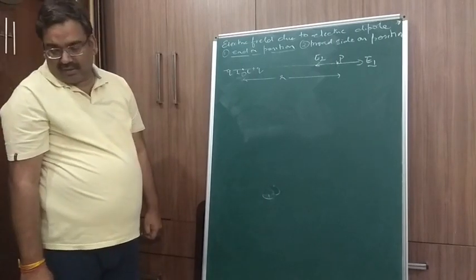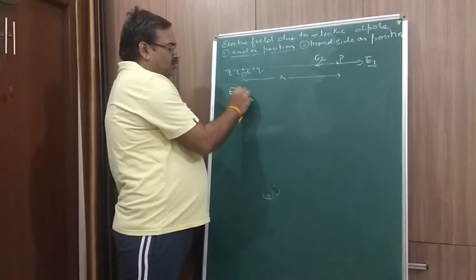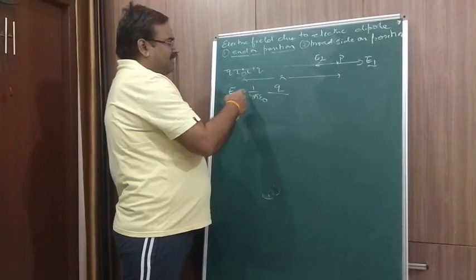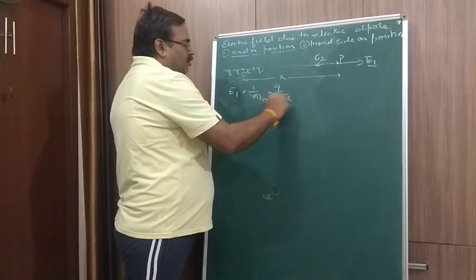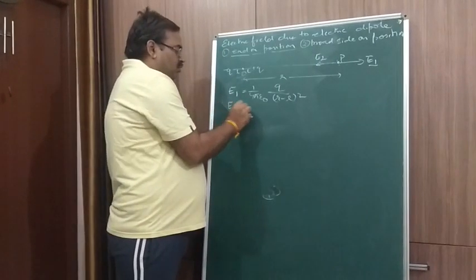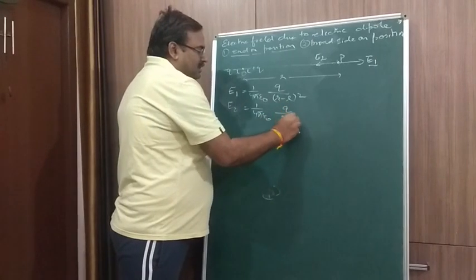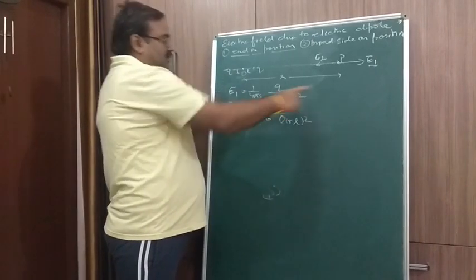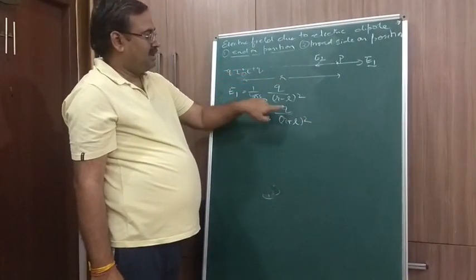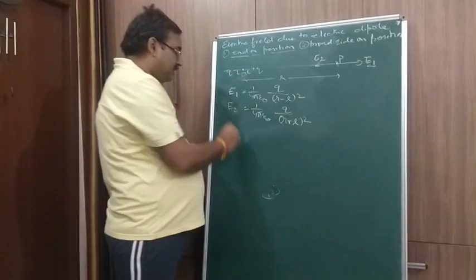So we will now calculate the electric field. E1 is equal to 1 upon 4 pi epsilon naught, q upon, what is the distance for the positive charge? R minus L whole square. Now E2 is equal to 1 upon 4 pi epsilon naught, q upon R plus L whole square. The distance R has been taken from the center, and this one distance is L. So from plus q the point is R minus L whole square, and from minus q it is R plus L.